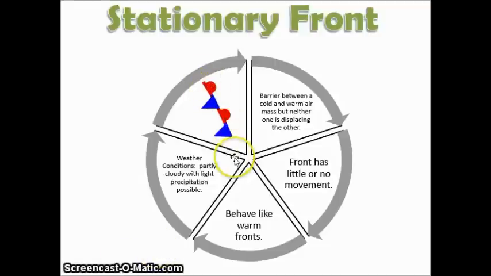And that rain can take place over a period of time. On the back side of the warm front, this side would be warm, and on the back side of the cold front, this side would be cold. The front has little or no movement. Sometimes they'll wiggle back and forth a little bit, but generally they have no movement. Eventually, the air masses equal each other out and the front dissipates, but for a period of time they just get stuck.